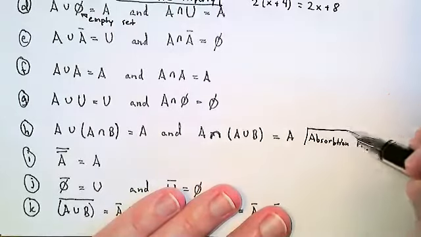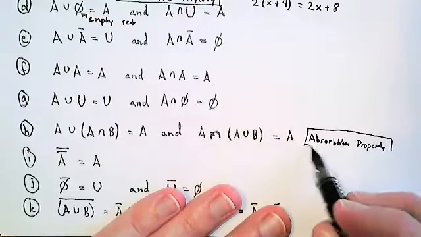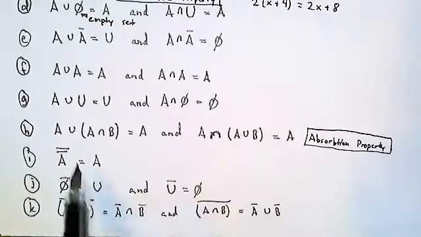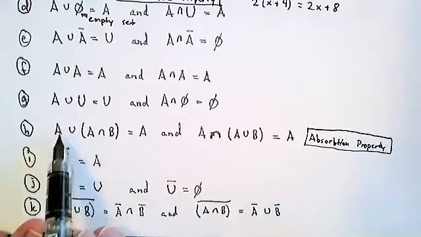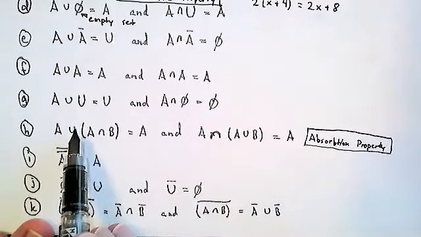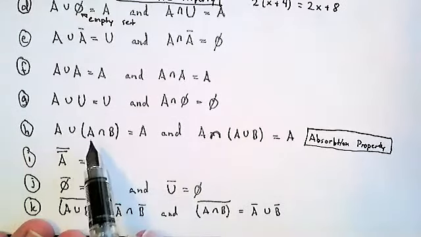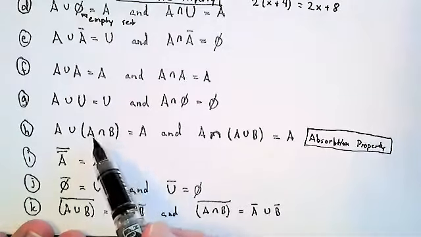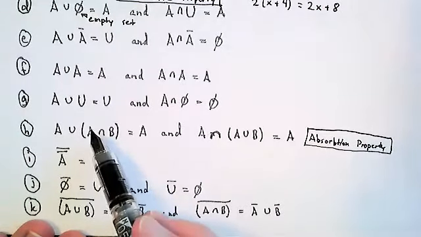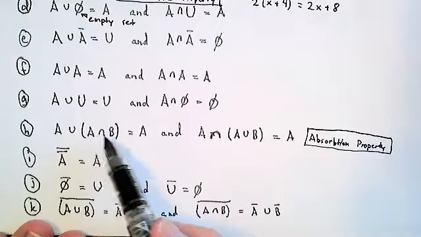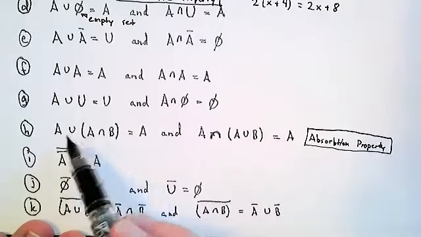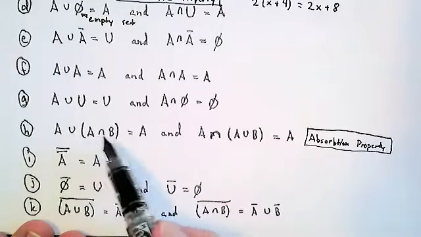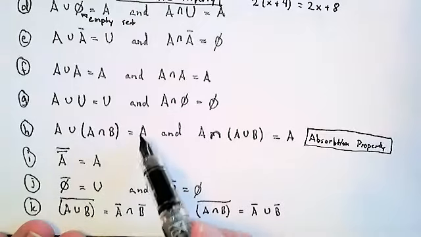And the reason why it's called this is, here you start with the set A, and then you're combining with it a piece of A. So everything in this set is already contained in A because it's an intersection. So you're combining A with a piece of itself, and nothing happens. This piece gets absorbed into A.